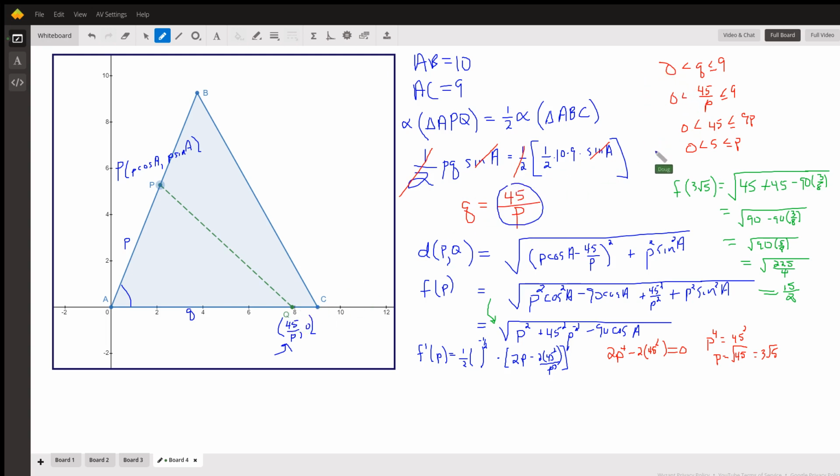And by the way, we'll make this observation here. Q has to be between 0 and 9, including the 9. So if I replace Q with 45 over P and solve the inequality for P, I get P has to be greater than or equal to 5. If P is less than 5, Q moves outside the triangle.